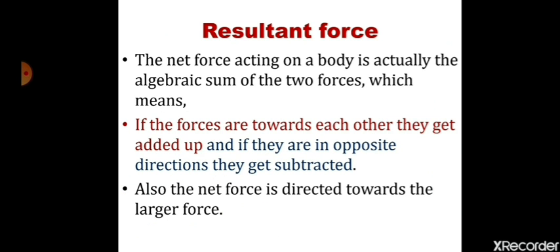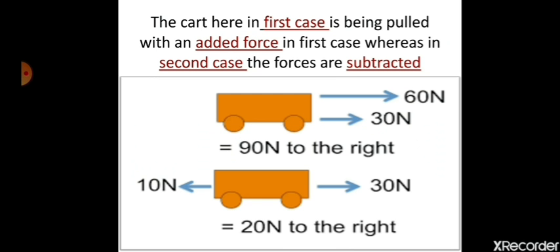Now, resultant force. The net force acting on a body is actually the algebraic sum of the two forces, which means if the forces are towards each other, they get added up. And if they are in opposite directions, they get subtracted. Also, the net force is directed towards the larger force. We see the example of a cart here.